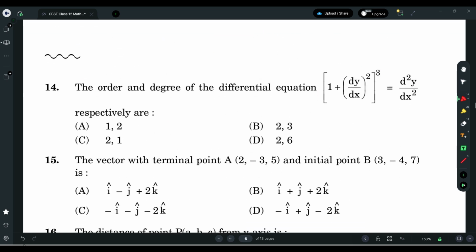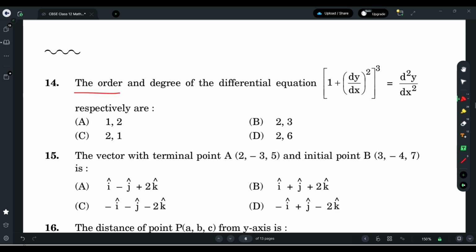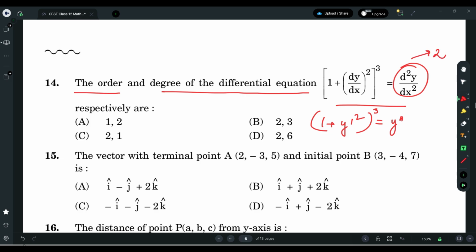Next, the order and degree of the differential equation of this. So this is the differential equation, 1 plus y dash whole square and then cube plus y double dash. So you can see that here the highest order of differentiation is 2, that means this, and its degree is 1, that means order is 2 and degree is 1. C is the correct option.